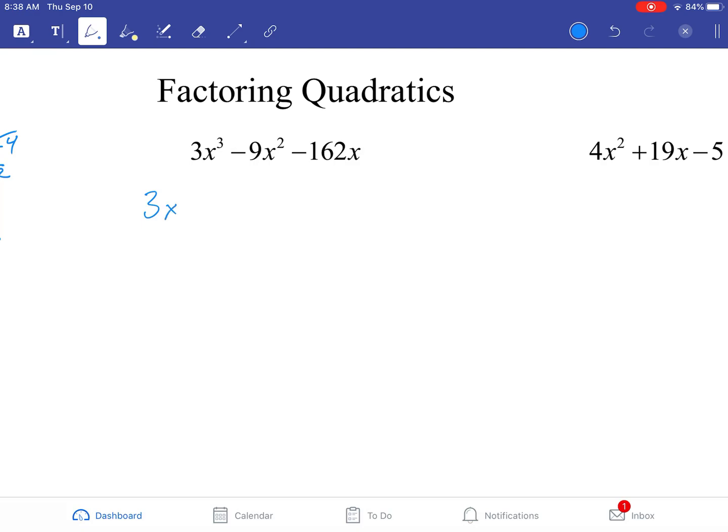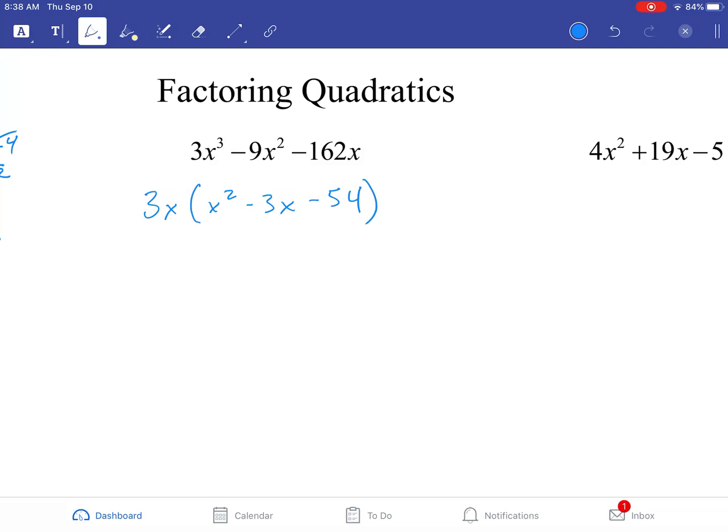And then we figure out what was left over. If we divide all these terms by 3x, 3x to the third divided by 3x gives you x squared. Negative 9x squared divided by 3x gives you negative 3x. And negative 162x divided by 3x gives you negative 54. So we've done the greatest common factor. We've taken that out, and what we're left with is a simple factoring problem again.